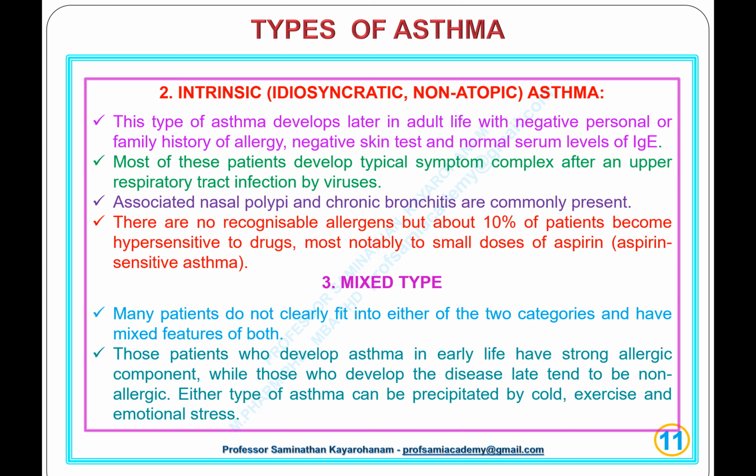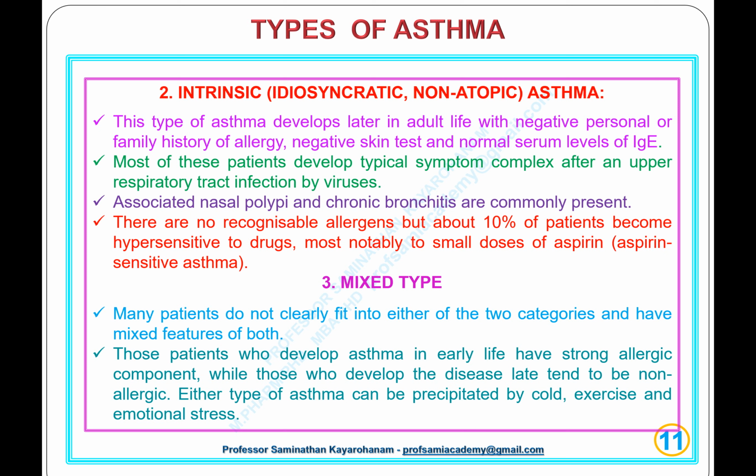Next slide, types of asthma, continued. 2. Intrinsic asthma, also called idiosyncratic asthma or non-atopic asthma. This type of asthma develops later in adult life with negative personal or family history of allergy, negative skin test, and normal serum levels of IgE. Most of these patients develop a typical symptom complex after an upper respiratory tract infection by viruses. Associated nasal polyps and chronic bronchitis are commonly present. There are no recognizable allergens, but about 10% of patients become hypersensitive to drugs, most notably to small doses of aspirin, called aspirin-sensitive asthma.